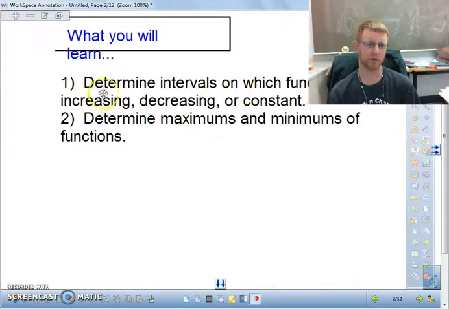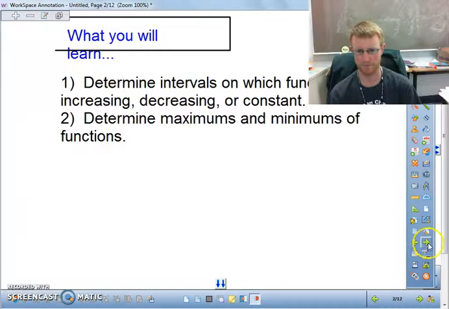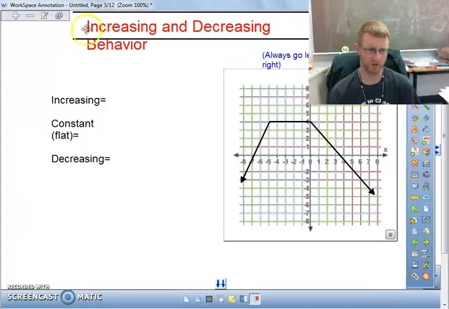And what we're going to do is we're going to learn specifically in this section, we're going to determine intervals on which functions are increasing, decreasing, or constant, very important. And we're also going to be able to determine maximums and minimums of functions. So let's just get right into it.